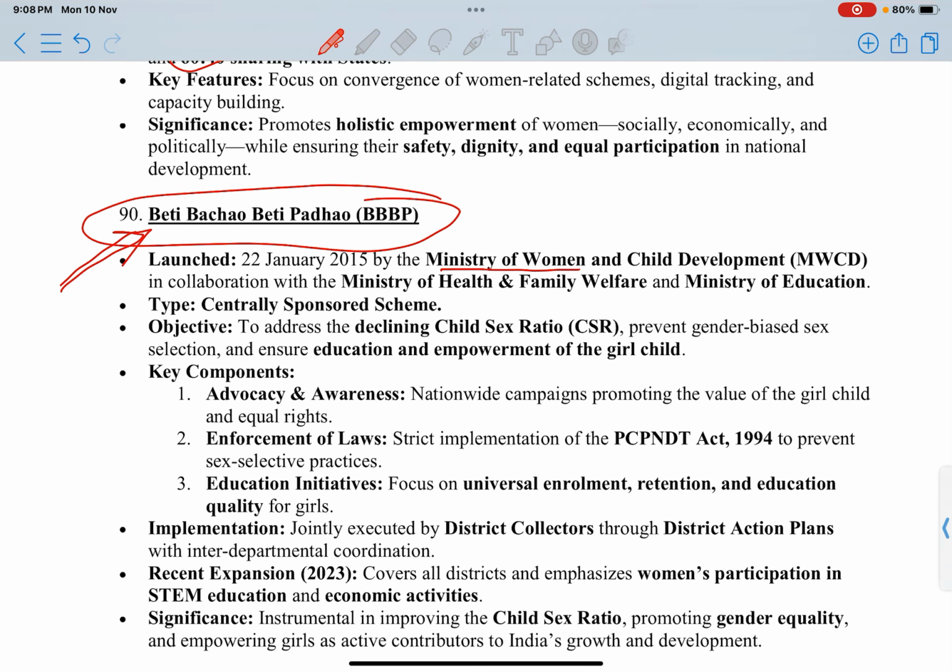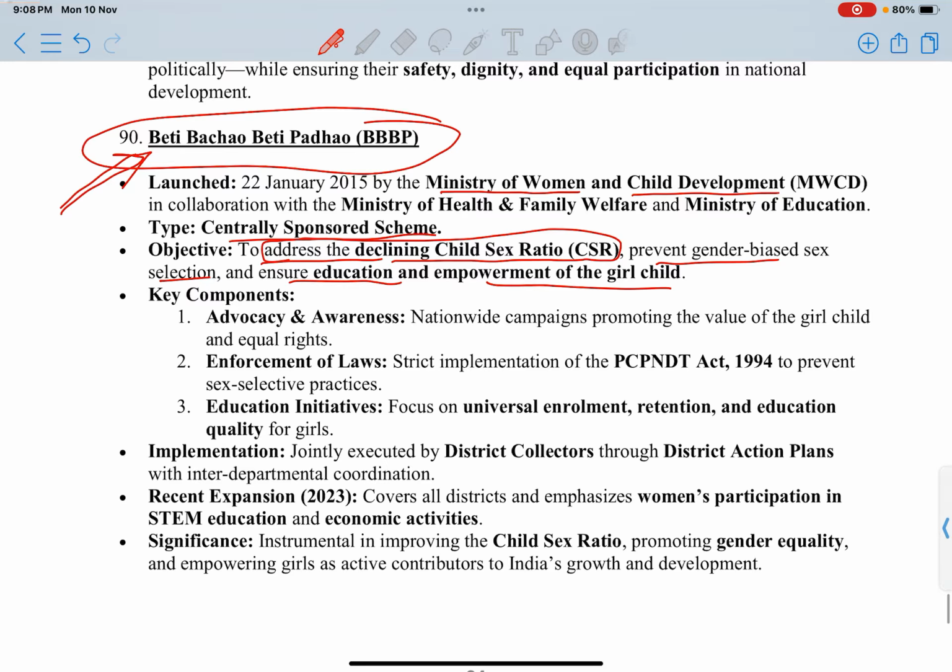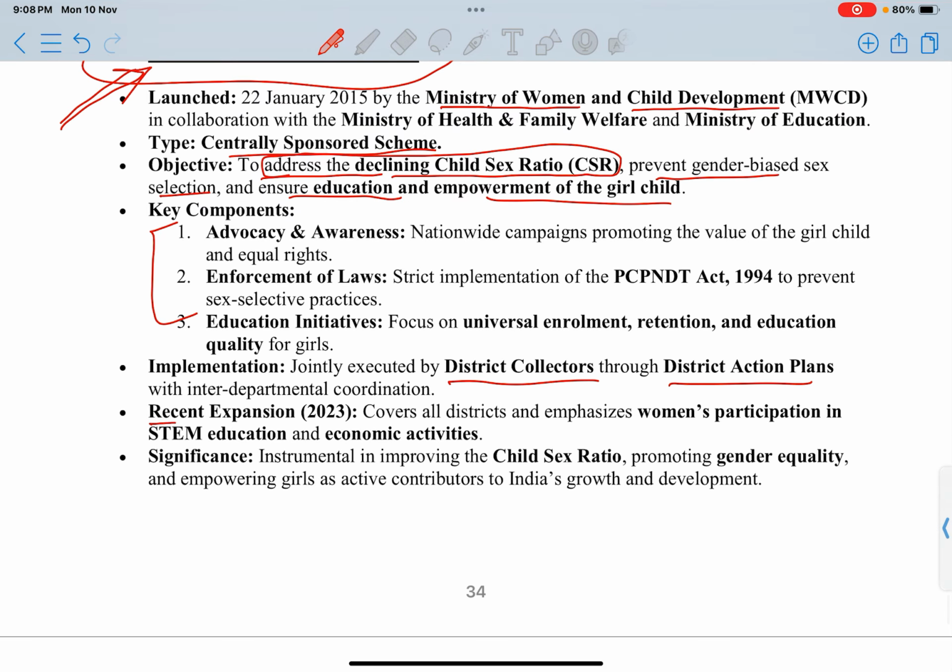It is run by the Ministry of Women and Child Development. It is a centrally sponsored scheme whose objective is to address the declining child sex ratio, prevent gender-biased sex selection, and ensure education and empowerment of the girl child. Components you read on your own. Implementation is done jointly by the district collectors through district action plans. A recent expansion covers all districts and emphasizes women's participation in STEM education and economic activities.